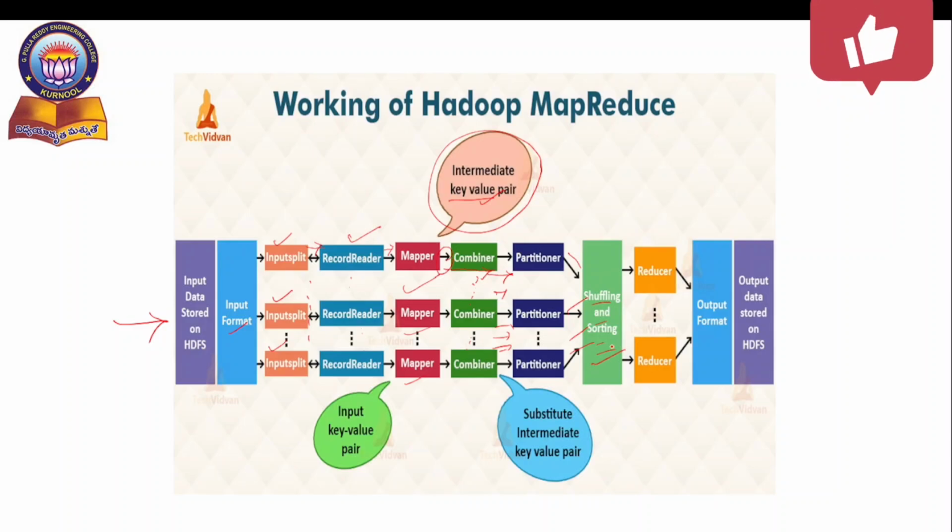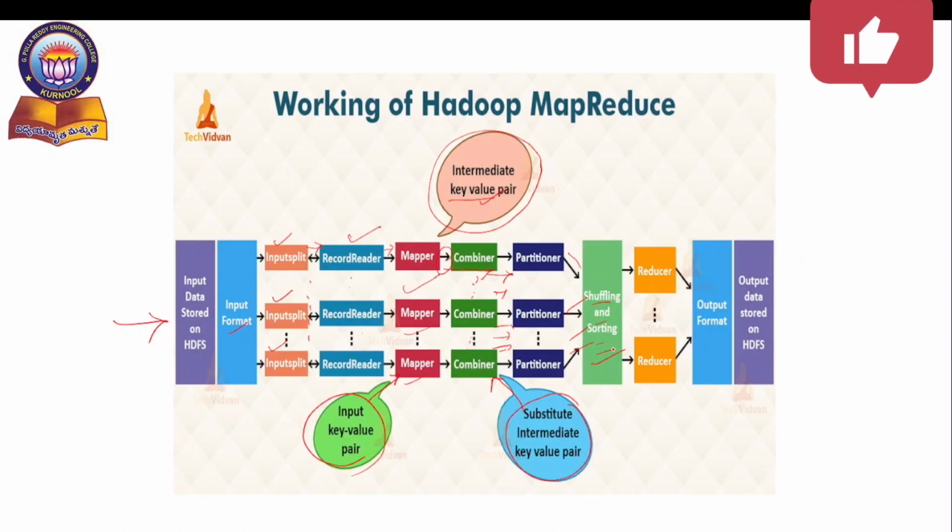So this is the place where the data shuffling and sorting will be done based on the intermediate key value pairs. Right. So here, as seen, input key value pair generated from mapper. Here, a substitute intermediate key value pair will be generated after the combiner phase. So all these data will travel to the shuffling and sorting phase.